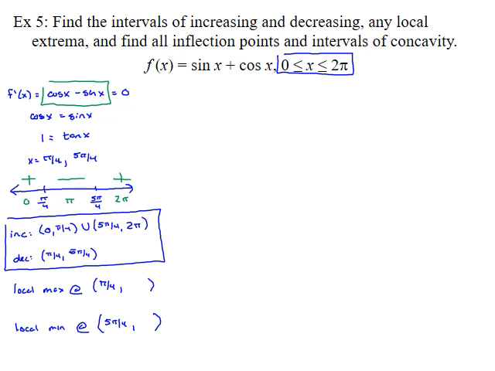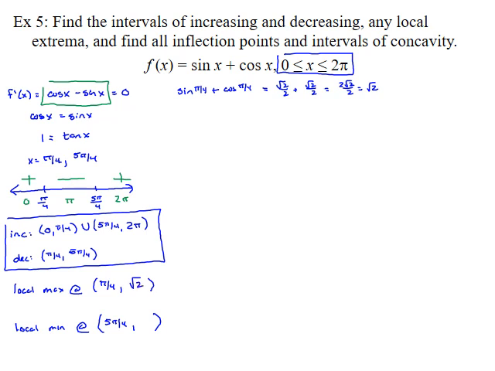Take both of those values and plug them into the original function so you can get the y values here. So if I start with pi over 4, sine of pi over 4 plus cosine pi over 4, both of those are equal to root 2 over 2 plus root 2 over 2, which is 2 root 2 over 2, which is root 2. So you get a value of root 2.